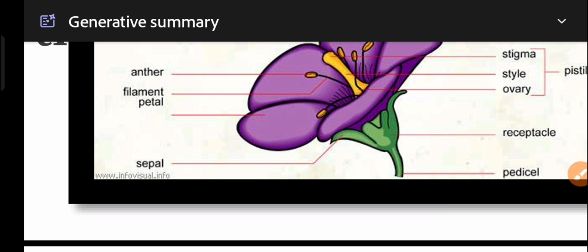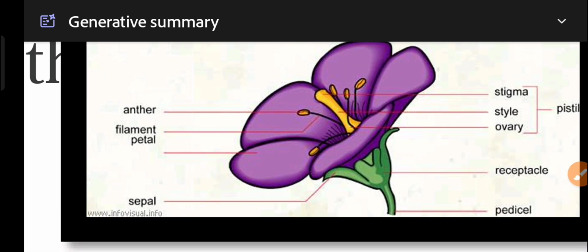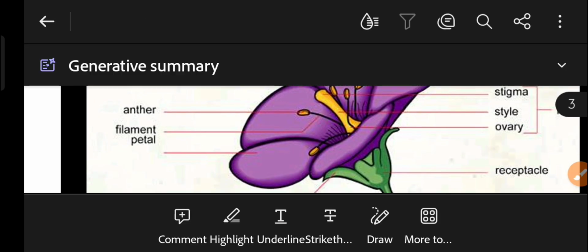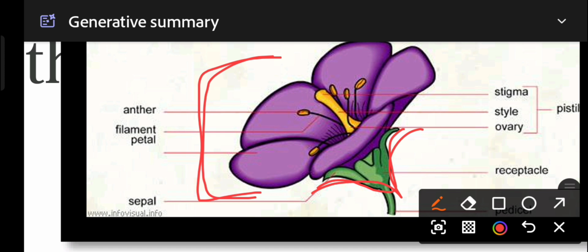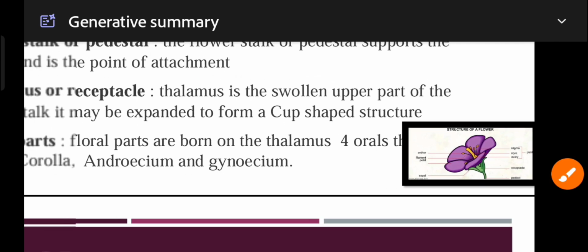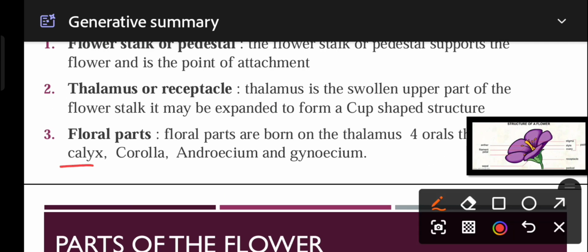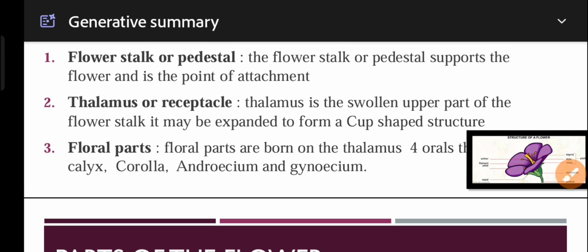And then the next part, that is the floral parts. See, the floral parts are borne on the thalamus. This is the thalamus, right? These are the floral parts. The floral parts are borne on the thalamus in 4 whorls. The floral parts consist of how many? 4 whorls. Those are calyx, corolla, androecium, gynoecium. Understand? This is about the structure of a typical flower.